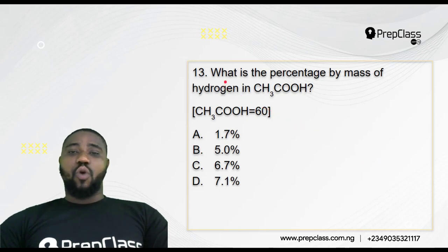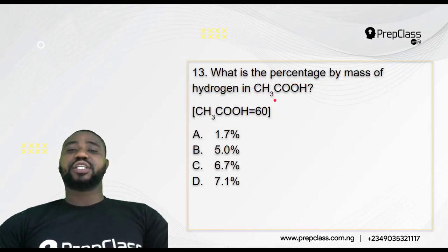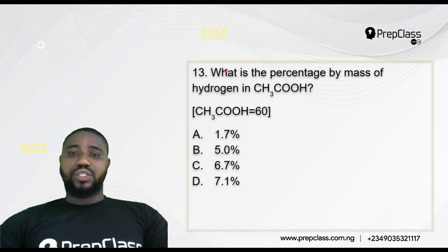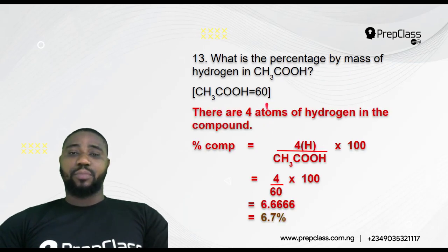Question number 13. What is the percentage by mass of hydrogen in CH3COOH? And they've given us the molar mass of CH3COOH as 60. They are now asking you to find the percentage by mass. Okay? Is it 1.7%? Is it 5%? Is it 6.7%? Is it 7.1%?